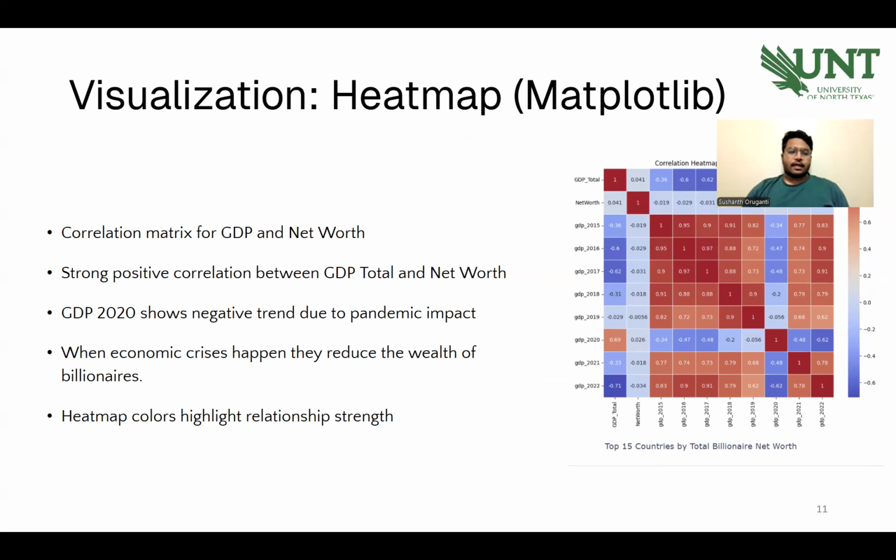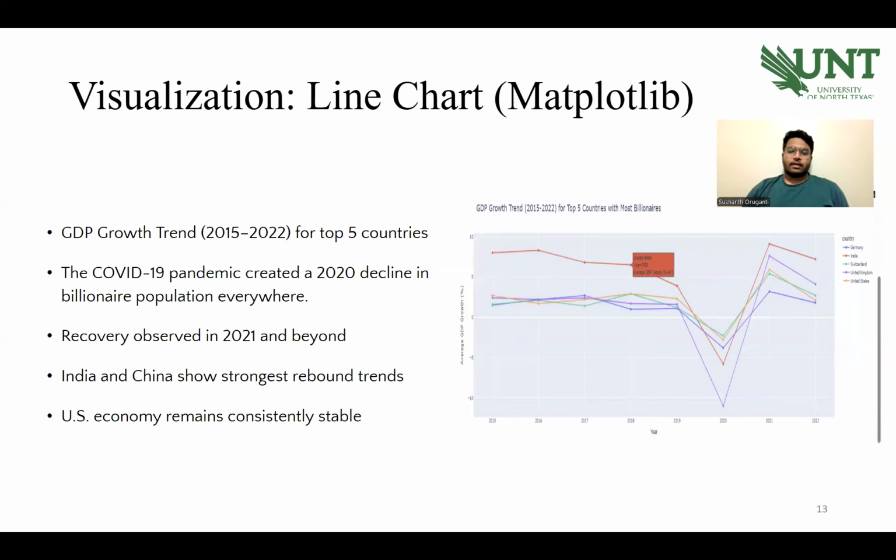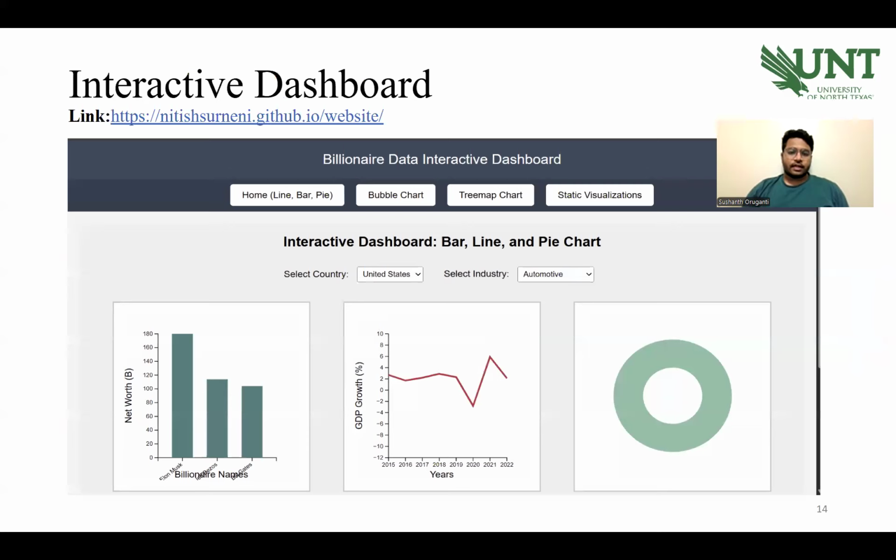Now the bar chart and line chart add further granularity. The bar chart ranks countries by billionaire counts, while the line chart shows how GDP has grown over time for countries like India, China, and Germany. To experience these visualizations, we have also hosted the dashboard live. You can check it on our GitHub link.